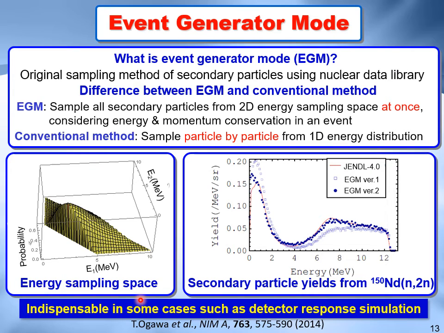However, if you use the conventional method, it samples particle by particle from one-dimensional energy distribution. Therefore, the energy and momentum are conserved only on average, and not event by event. For example, it sometimes picks up two high-energy neutrons or two low-energy neutrons from one reaction. In most cases, the energy and momentum conservation on average is sufficient, such as in shielding calculation, but it is indispensable in some cases such as detector response and soft error rate calculation.